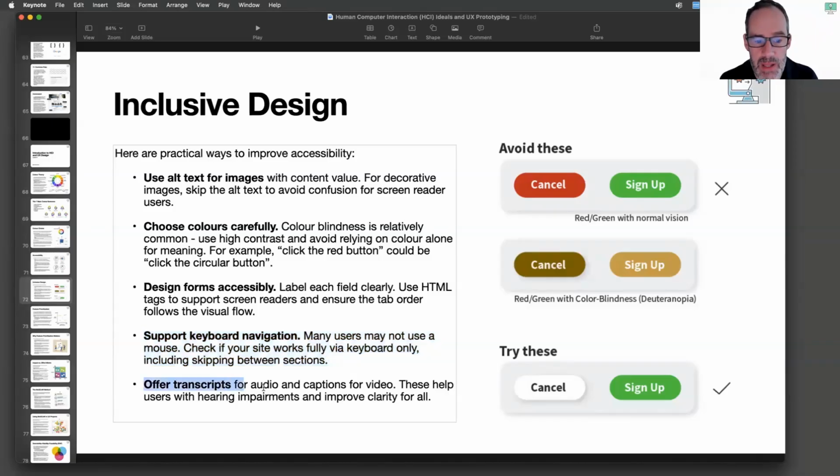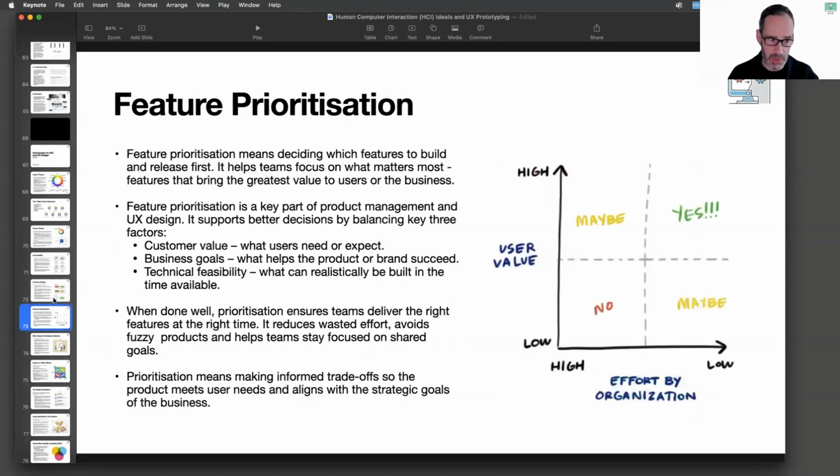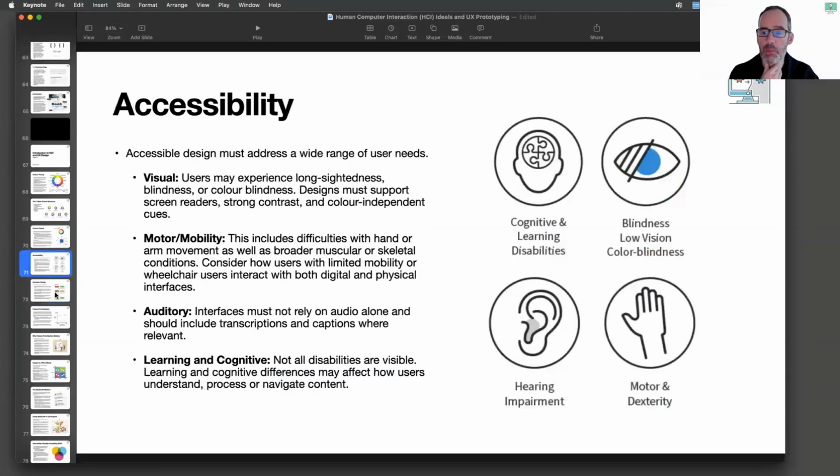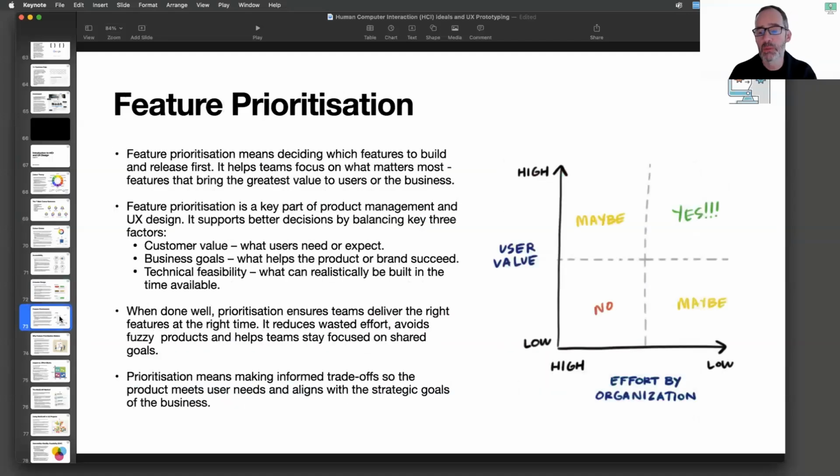You can also offer transcripts for audio and captions for video. So that means if somebody has difficulty hearing, it helps them, but it actually improves the clarity for all people. So any questions around inclusive design or accessibility before we move on? It just allows you, with a little bit of work, to bring your design to a wider audience. And please reference it in your assignment. Say that you've considered it.